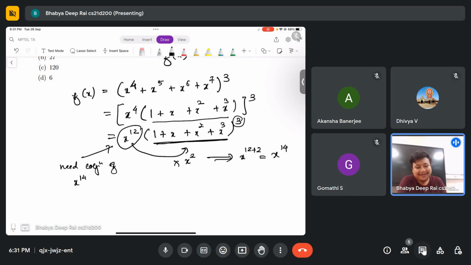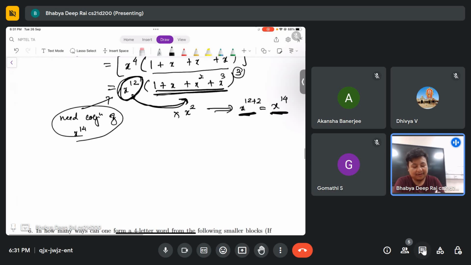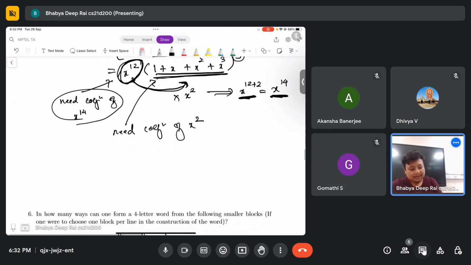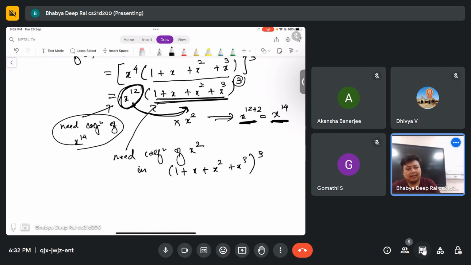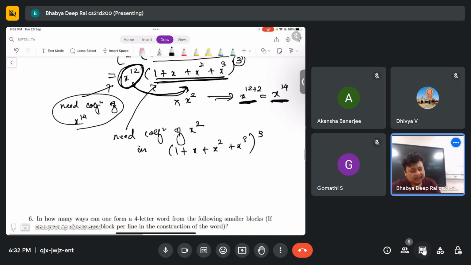Yeah. Good. Thanks. So, this particular x to the 12 will actually multiply with an x square in this particular term to give us x to the power 12 plus 2, which will give us x to the 14. So, in other words, if we need the coefficient of x to the 14, what we actually mean is we need the coefficient of x to the 2. Okay. So, in this term 1 plus x square plus x cube whole to the 3. This is what we want.